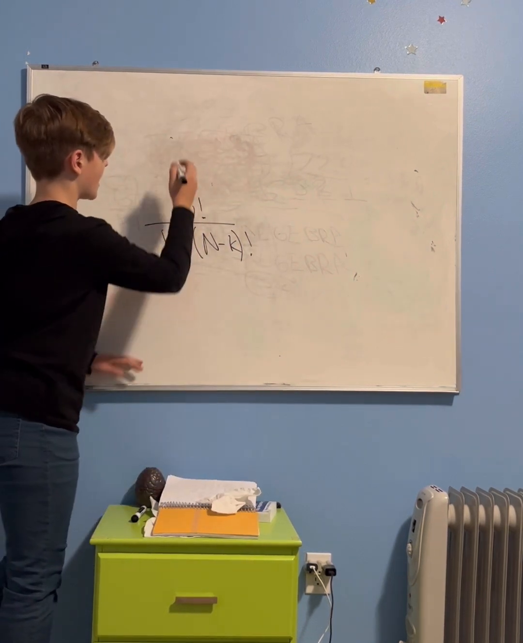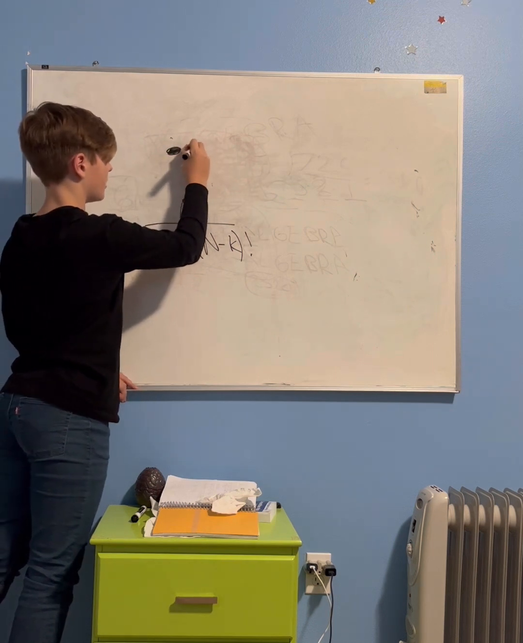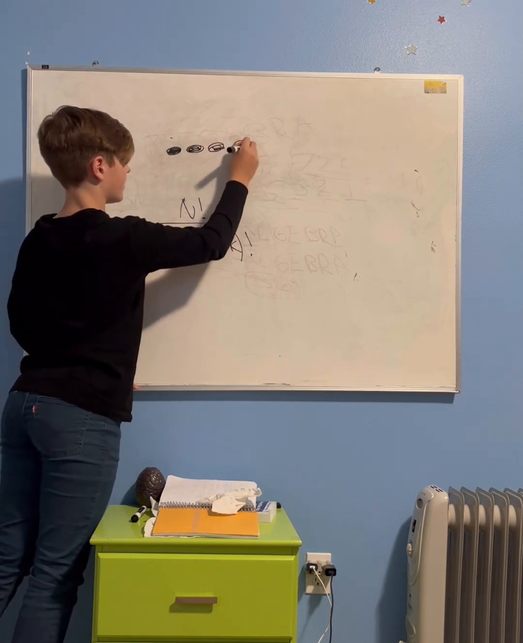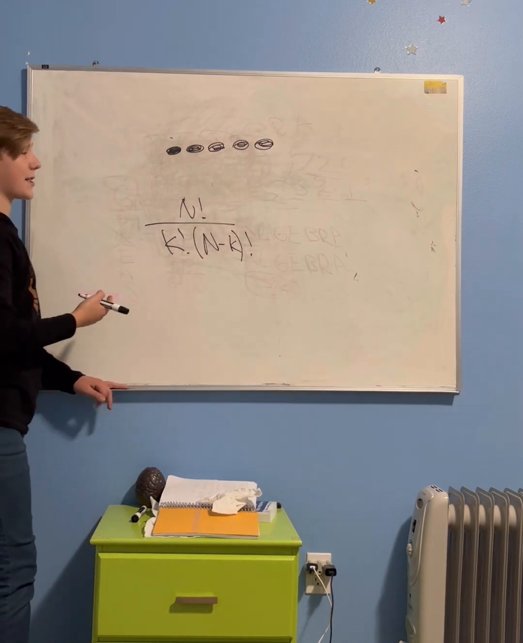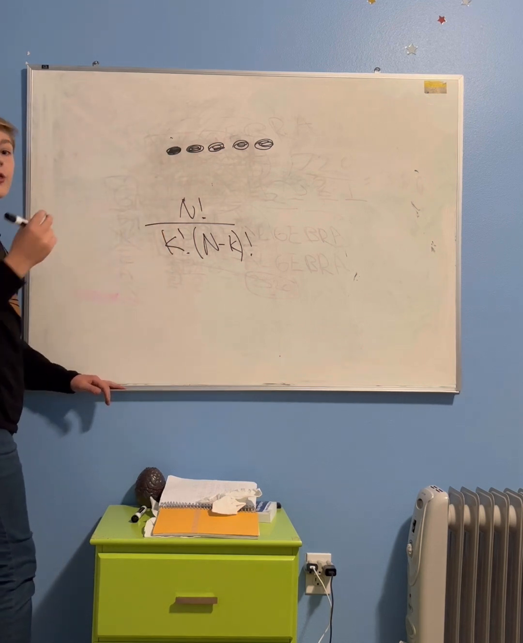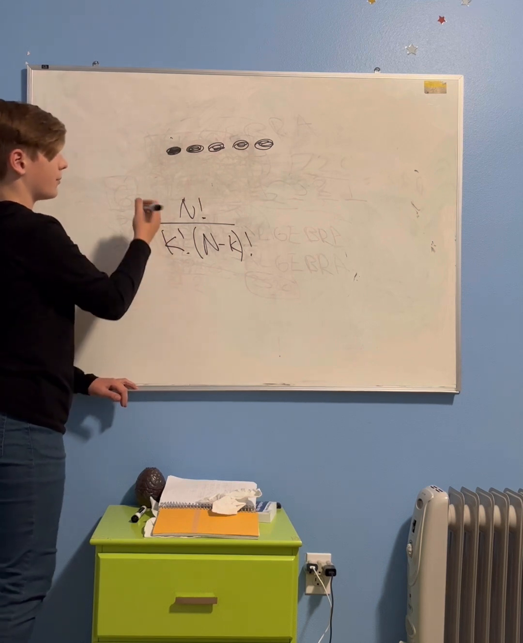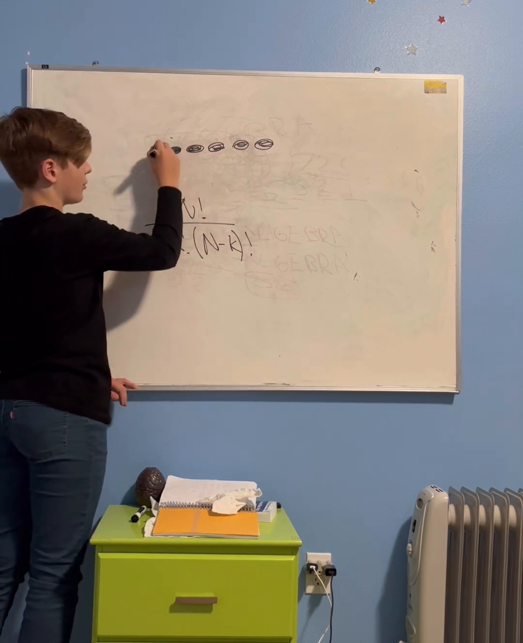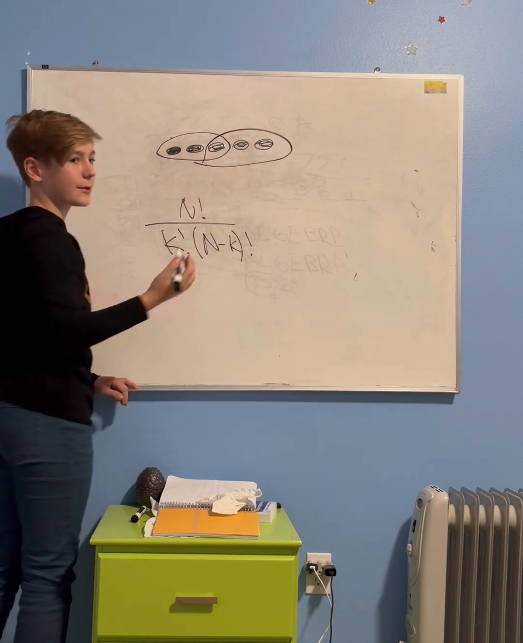Let's say we have 5 dots. This is dot 1, dot 2, dot 3, dot 4, and dot 5. And the question asks us, how many ways are we able to pick 3 dots out of these 5? So we pick 3 dots. So for an example, we pick these 3, or we could pick these 3 dots. How many ways can we do that?